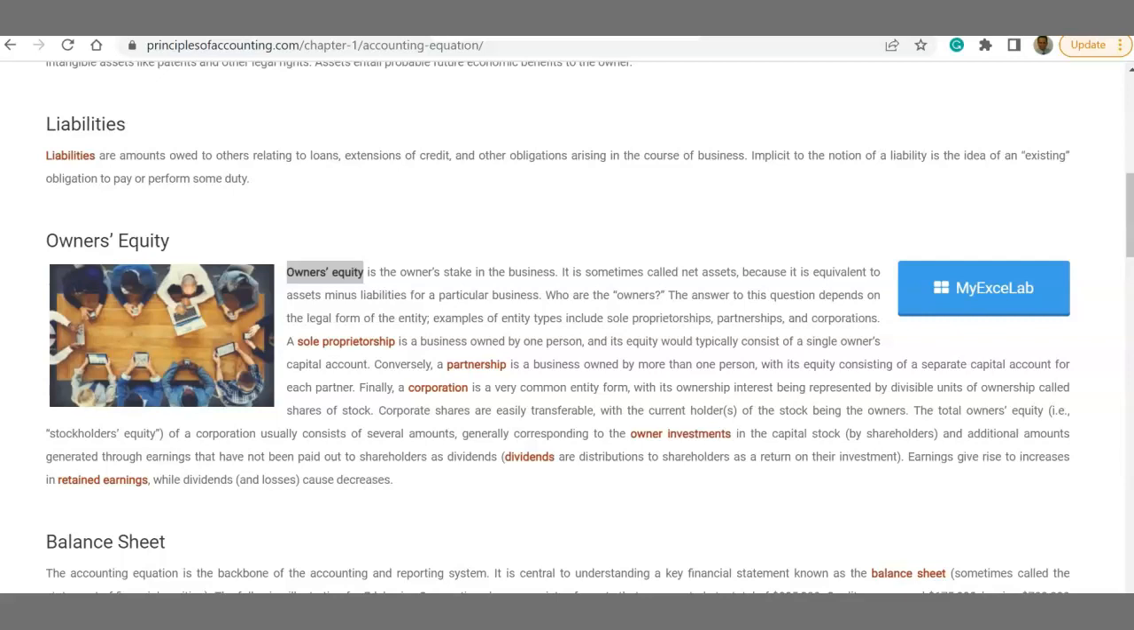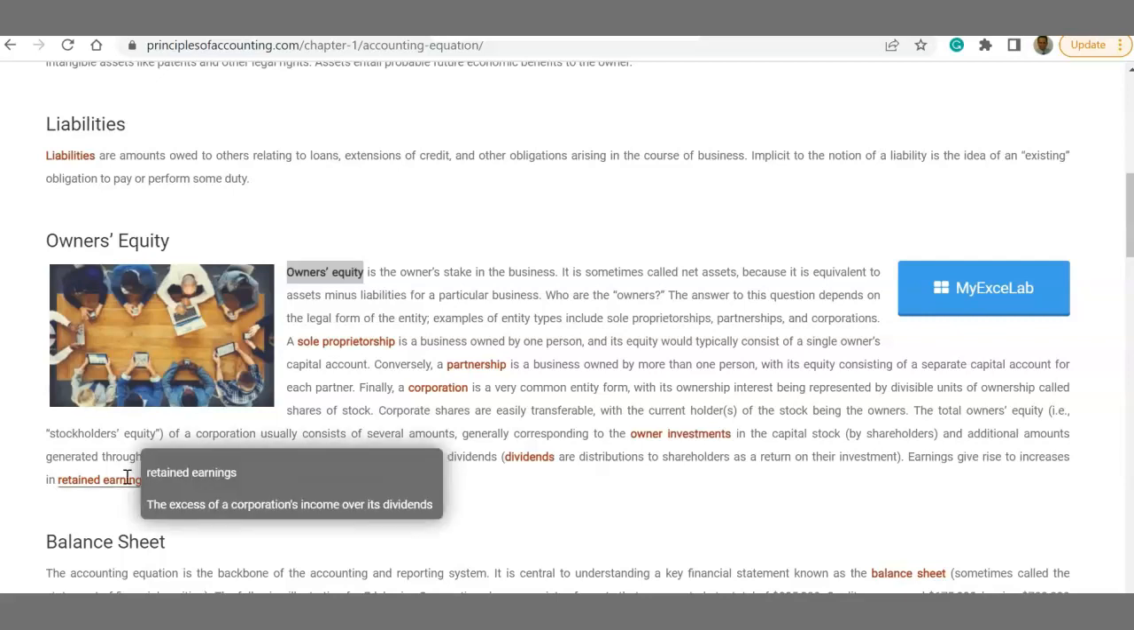So you have to see what the question is, right? But this is the concept. What is retained earning? If we're asking what is retained earning, this is the explanation: the excess of corporation's income over its dividend. But how do you get end retained earning? End retained earning is beginning retained earning plus net income minus dividend equals end retained earning. So if that is the way it's written, then it is true. If it's not written that way, then it's false.